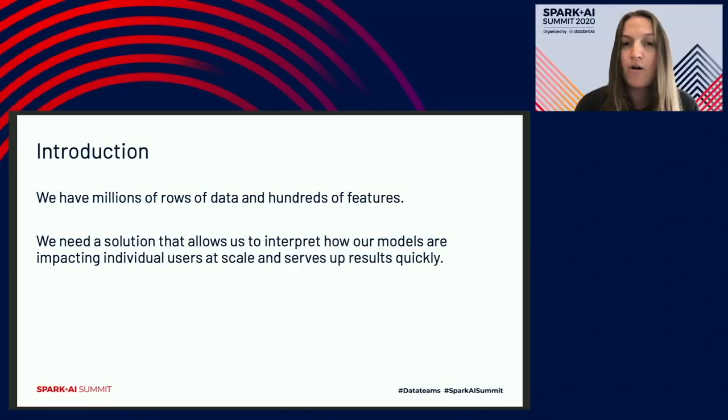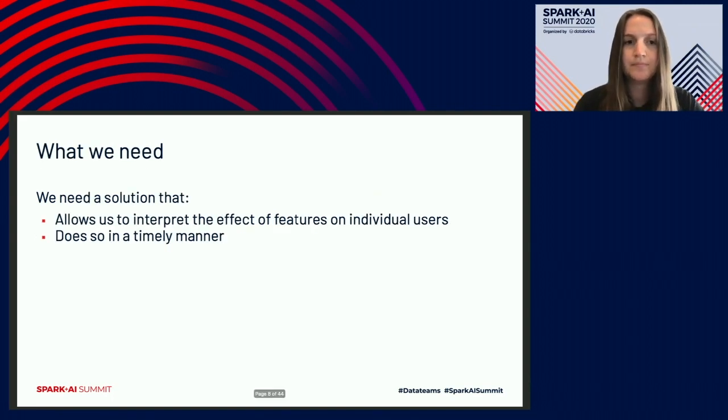So we have millions of rows of data and hundreds of features. We need a solution that allows us to interpret how our models are impacting individual users at scale that serves up results quickly. Some might ask why we don't just use an easily interpretable model like logistic regression. Simply, we have found that logistic regression does not perform as well as some of the black box models. So we need a solution that allows us to interpret the effective features on individual users and does so in a timely manner. So let's focus on that first bullet point first.